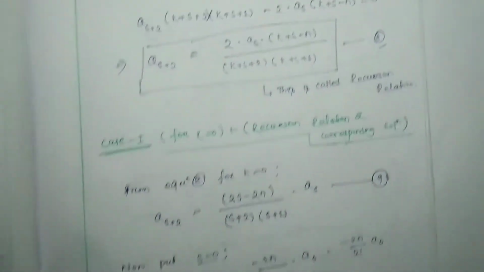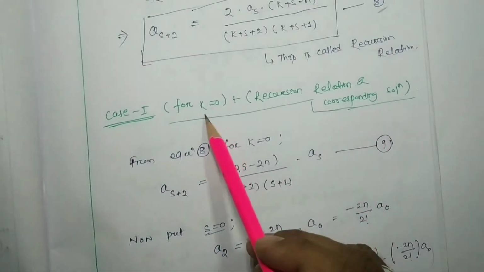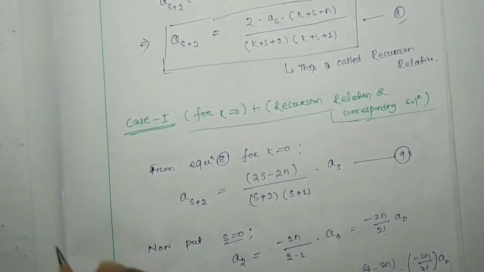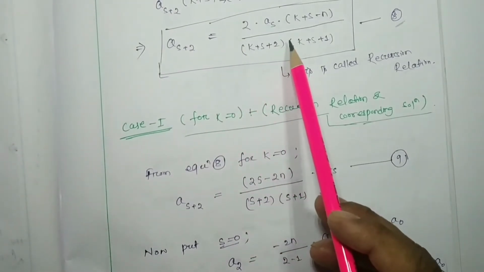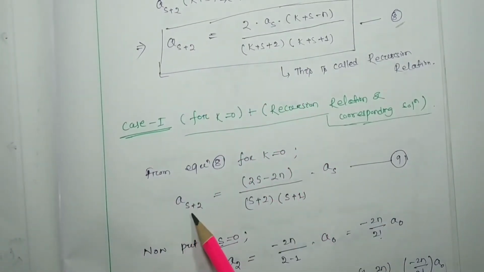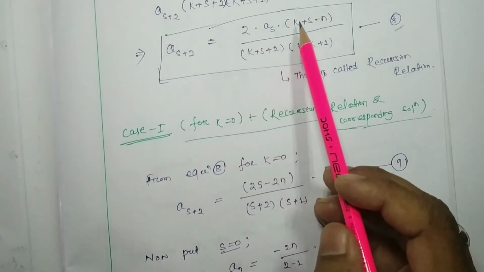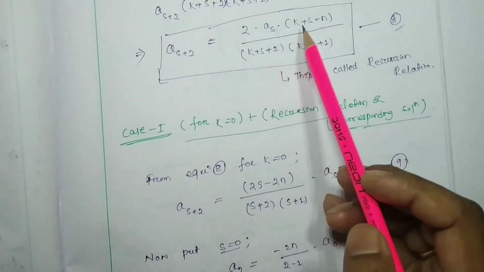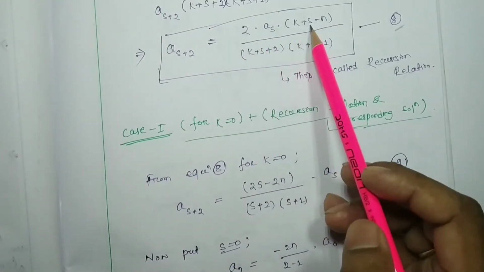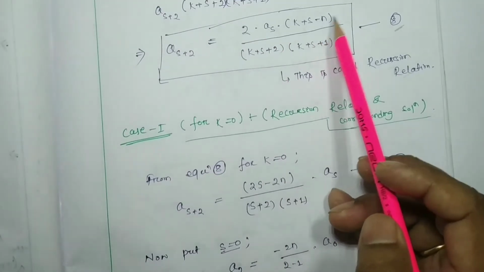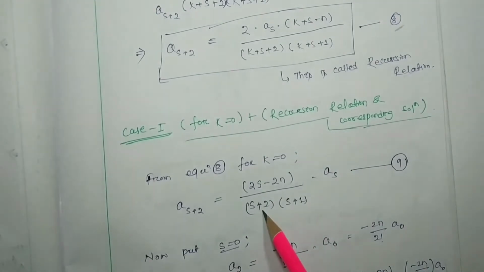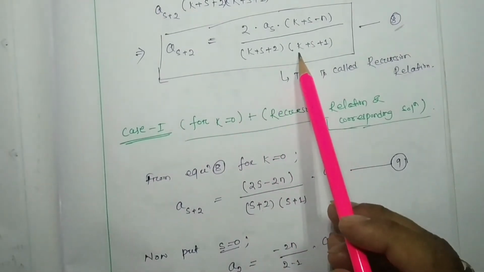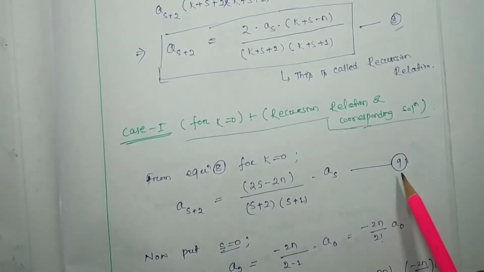Now we have to find the recursion relation and its corresponding solution for k equal to 0. You just put k equal to 0 in equation number 8. What can we get? a(s plus 2) will be equal to, with k equal to 0, 2 into (s minus n) into a s, that is 2(s minus n) a s, whole divided by (s plus 2) into (s plus 1), because k equal to 0. Let it be equation number 9.